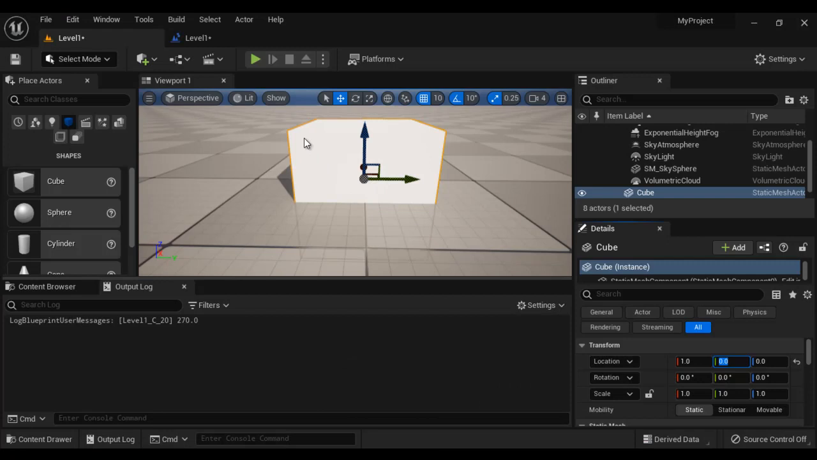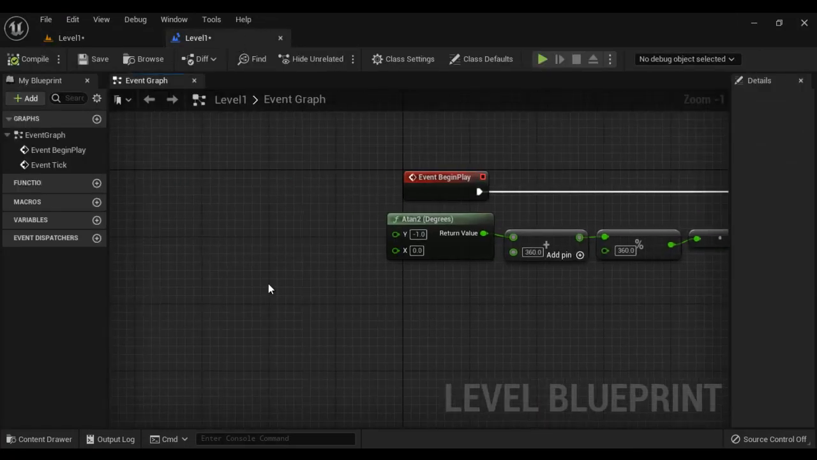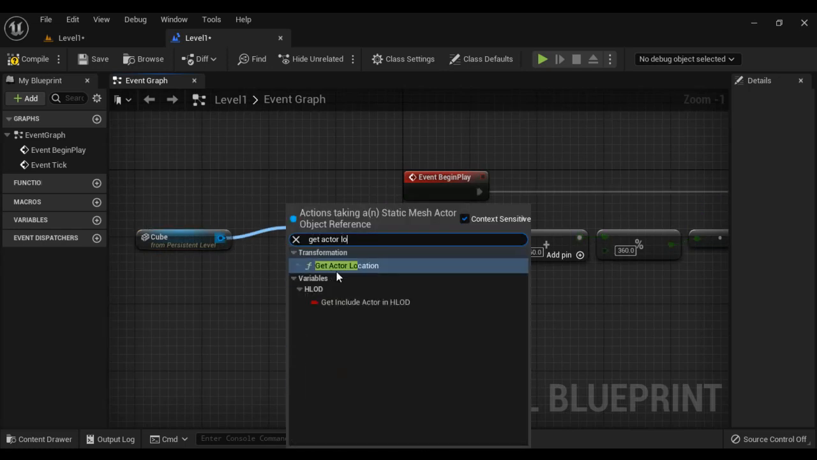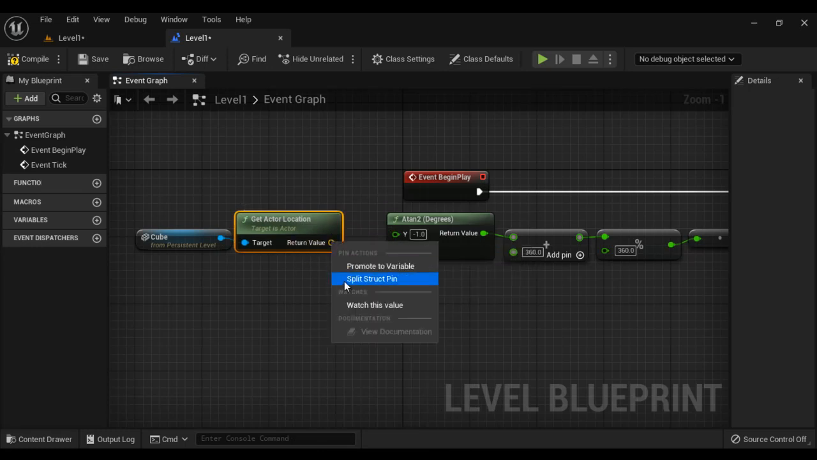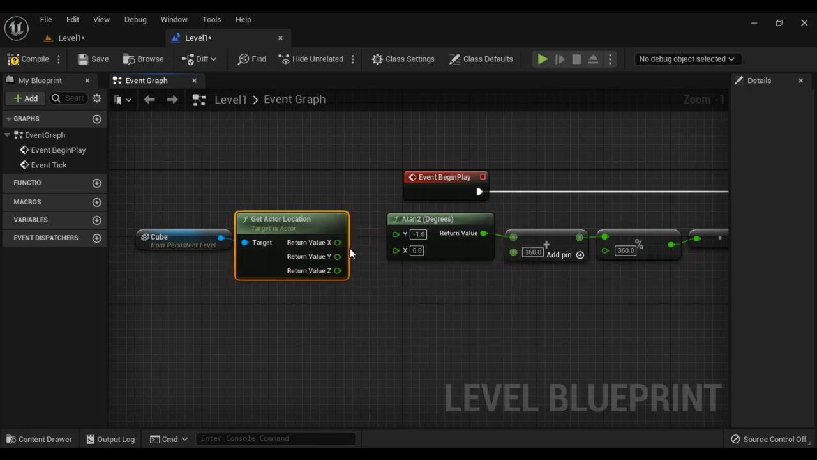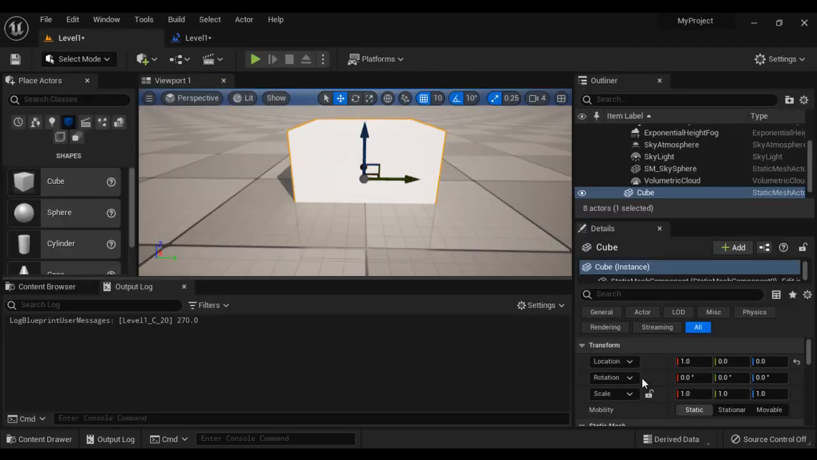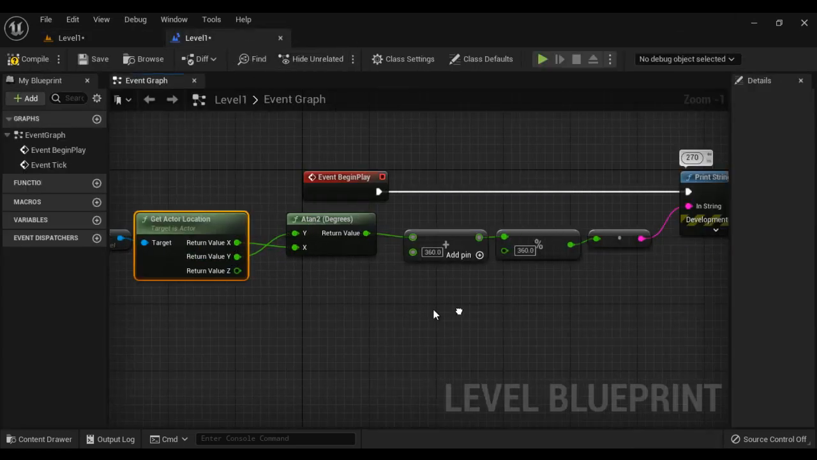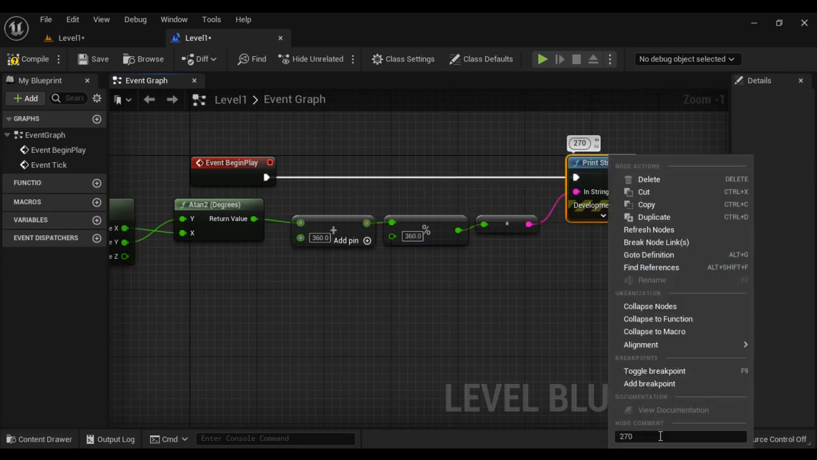Let's get the reference to this cube inside here. Right click, say create reference to cube, and then I drag a wire from this and say get actor location. Right click and say split struct pin. Here I give the x position of the cube and y position of the cube. X position of the cube is 1, y position is 0. Definitely we'll get 0 degrees here, guys.